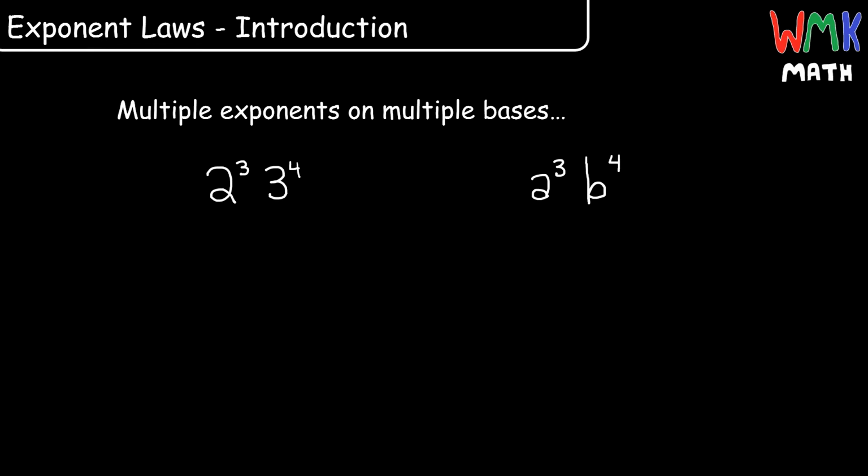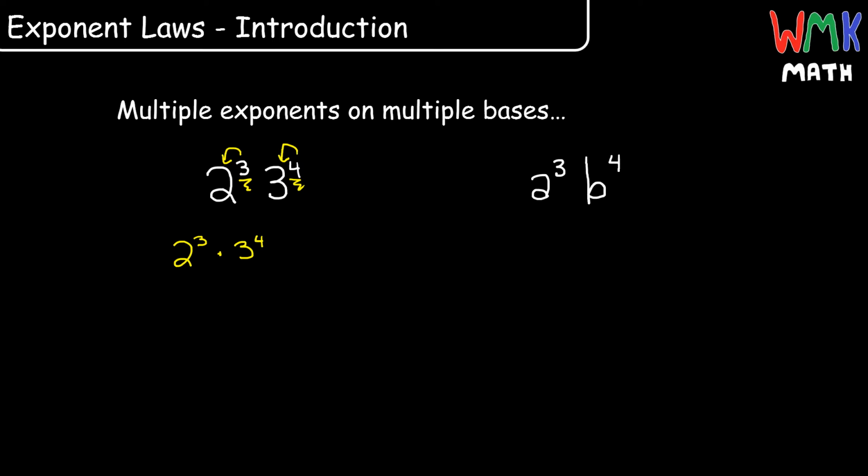How does that work? Now remember, the exponent only affects the base, which is to the immediate left of the exponent. So in this case, this 3 here only affects this 2, and this 4 here only affects this 3. And remember, if we were to really break this down, this means it's 2 to the 3 times 3 to the 4. Remember, there's an invisible multiplication when they're attached this way.